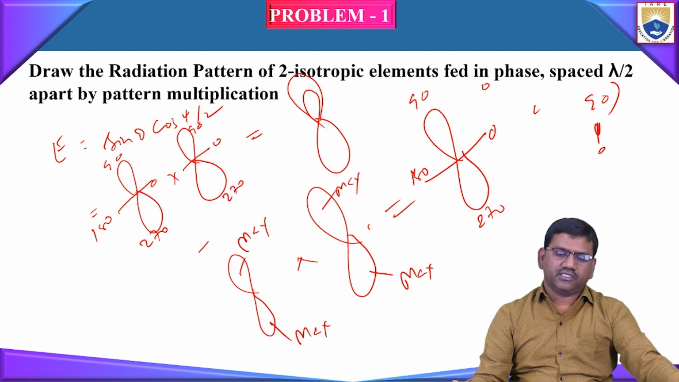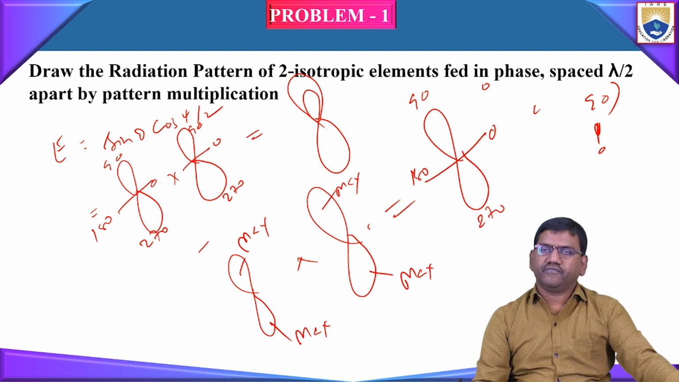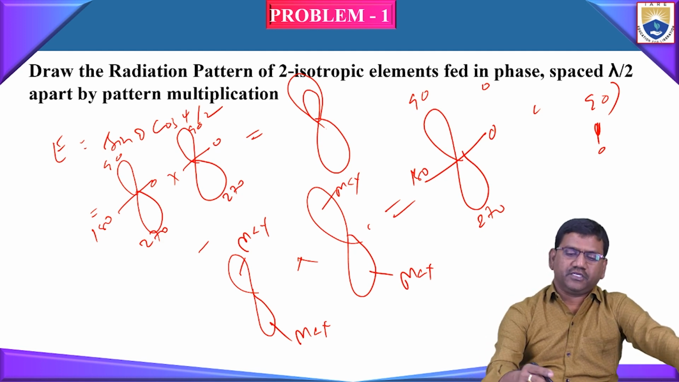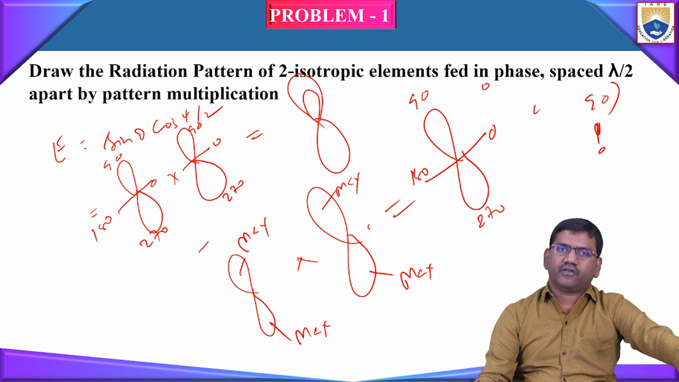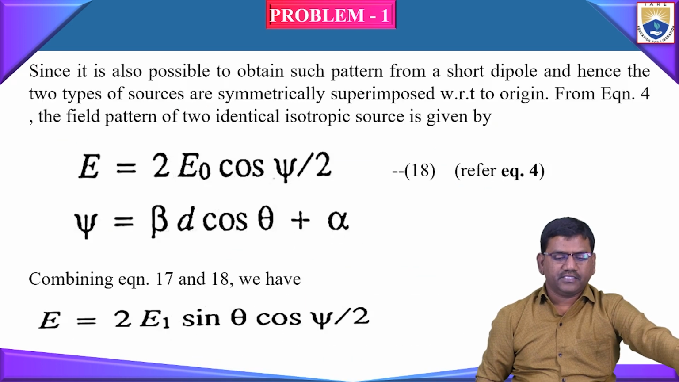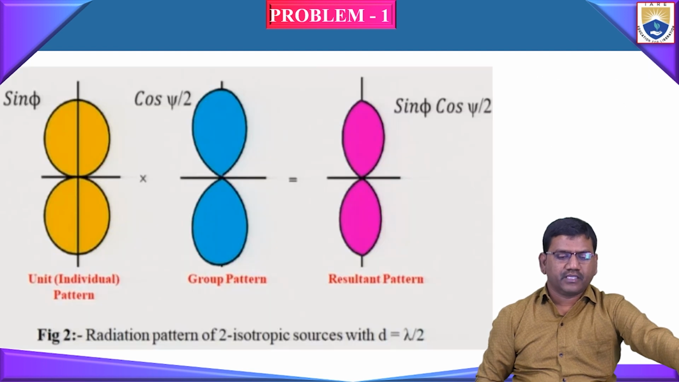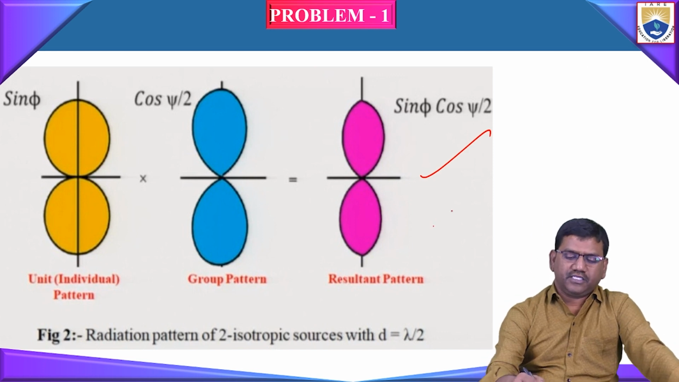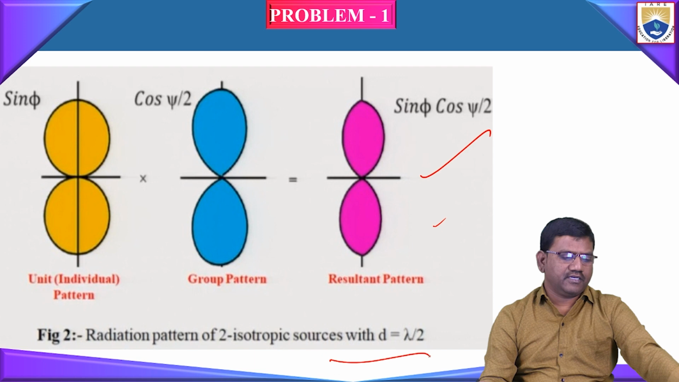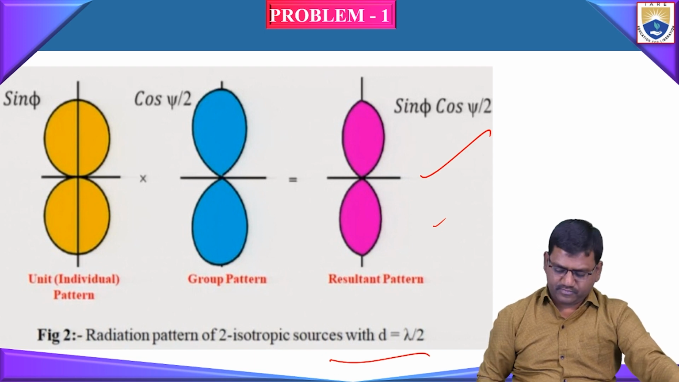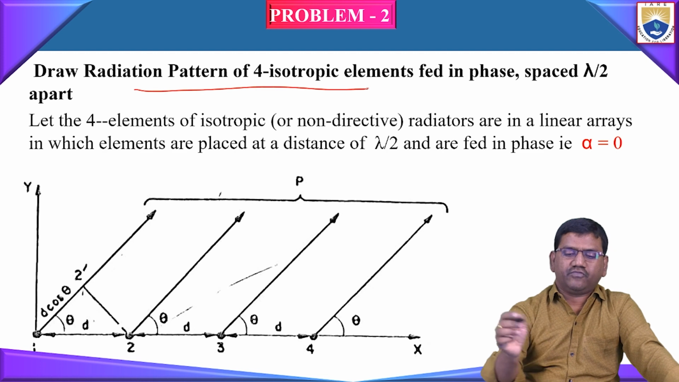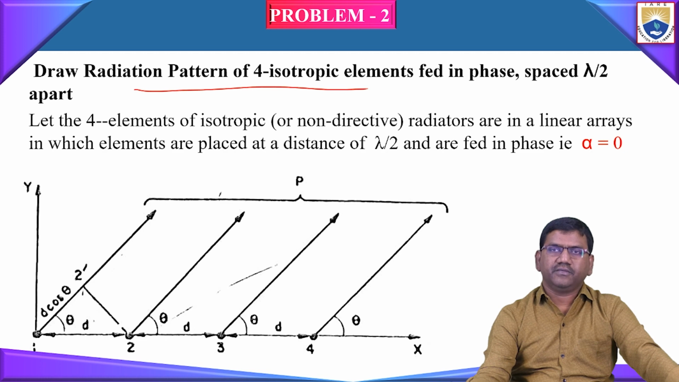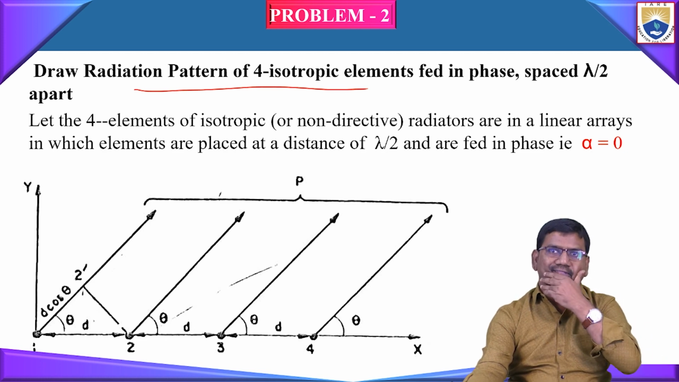So like this, we need to draw the radiation pattern of two isotropic elements fed in phase, spaced lambda by 2 apart, by pattern multiplication. We shall also apply the same thing for 4 elements. So here this is the radiation pattern we are getting for sin theta and cos psi by 2. So we will get the radiation pattern like this. So let us apply this concept to 4 elements also. Now let us draw the radiation pattern of 4 isotropic elements fed in phase, spaced lambda by 2 apart.